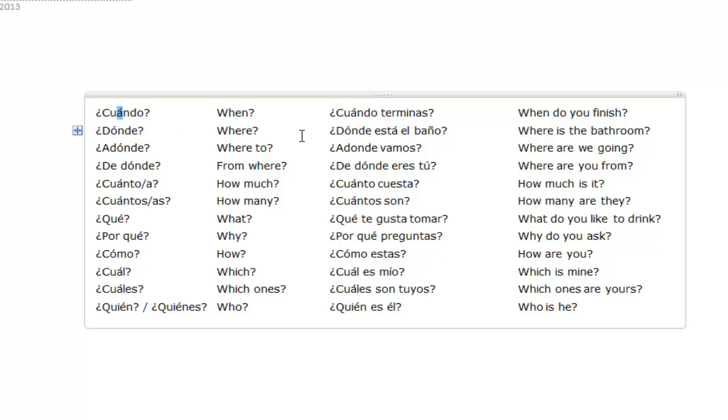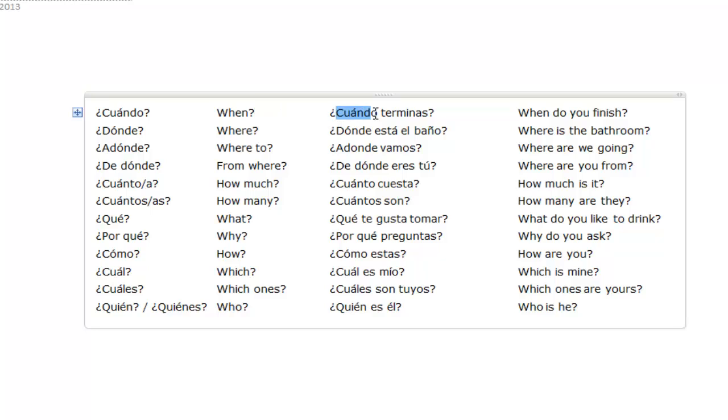When are you going? When I want to. So when you say when I want to, cuando quiero, you wouldn't have the accent there. But with the accent, it turns it into the question. Cuando is when, simple as that.